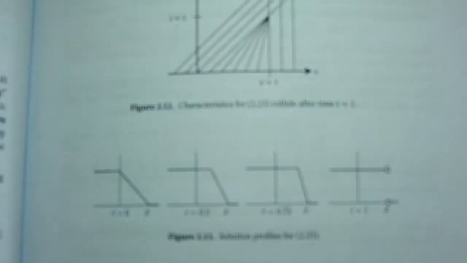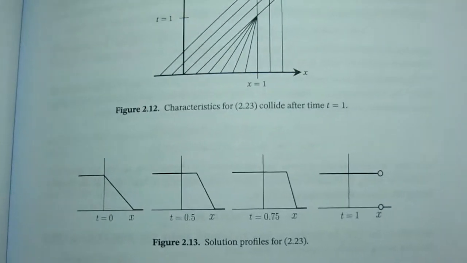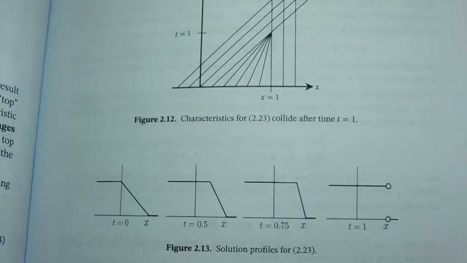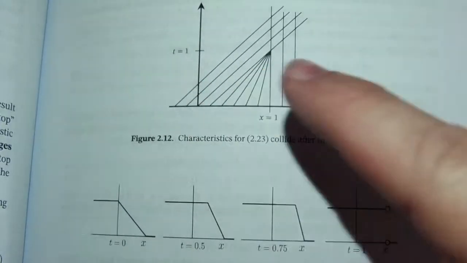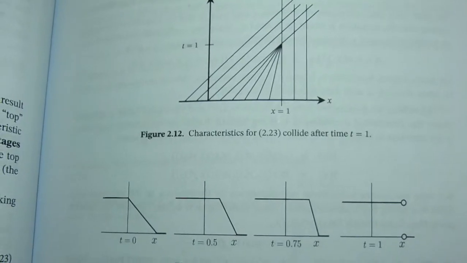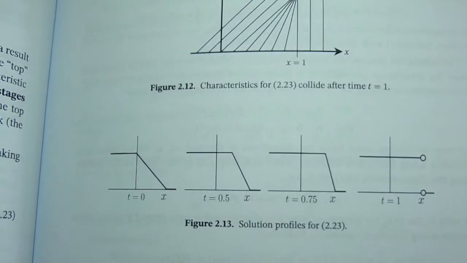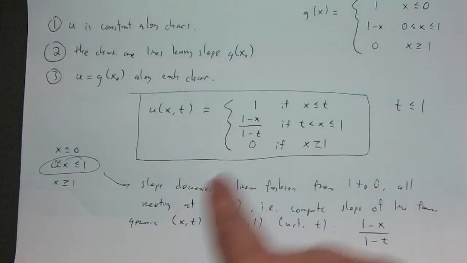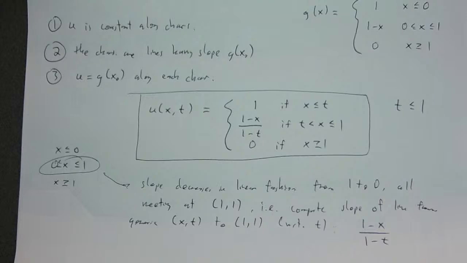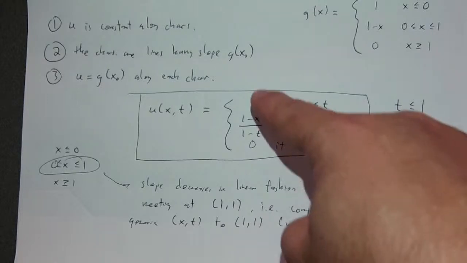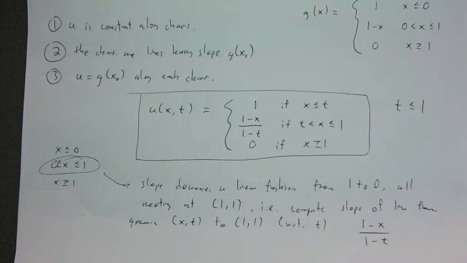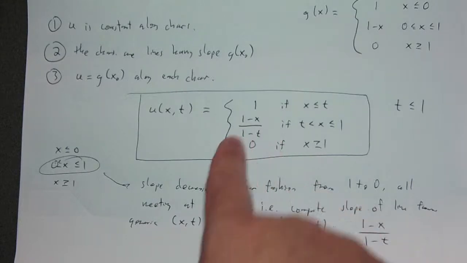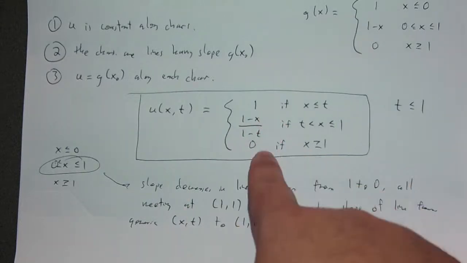Here is the picture of the characteristics and how they collide at t equals 1. Below are solution profiles. If I take this solution formula that I wrote just from the characteristic picture, knowing that it's constant along those characteristic lines, and it's equal to the slope of each line, and of course in the first and last region it was easy to see because those slopes were just constant in those regions, and the only region there was to determine something was this one. This is just the slope of the line connecting a generic point in that triangular region x,t to 1, 1.